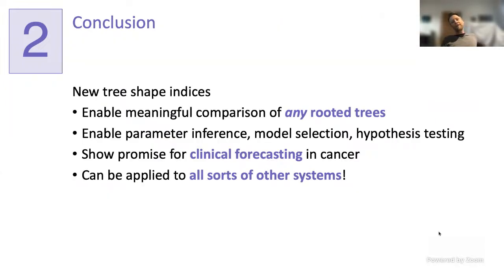So in conclusion, these new indices allow you to compare any trees. You can do parameter inference, model selection, hypothesis testing with them potentially, and we can apply them to all kinds of other systems. So we're also applying these to trees of life, to all other trees we can get hold of to see what we can get out of them.